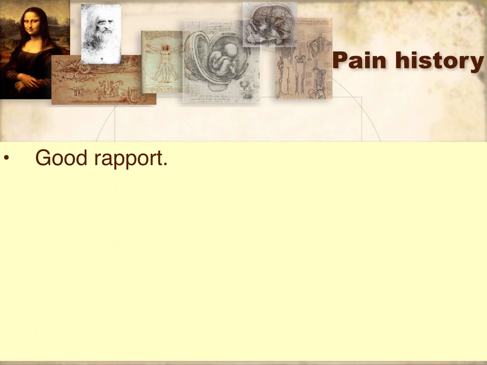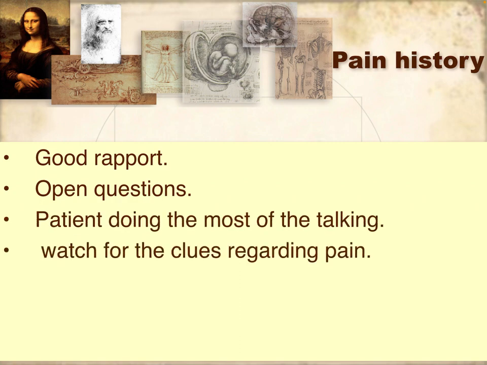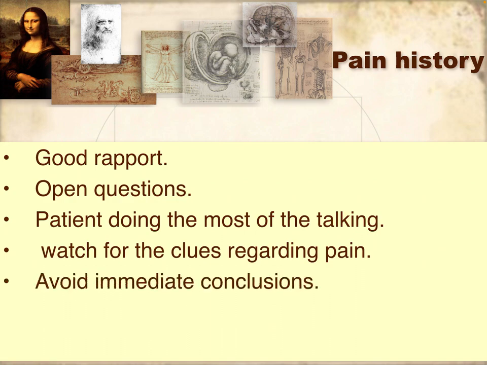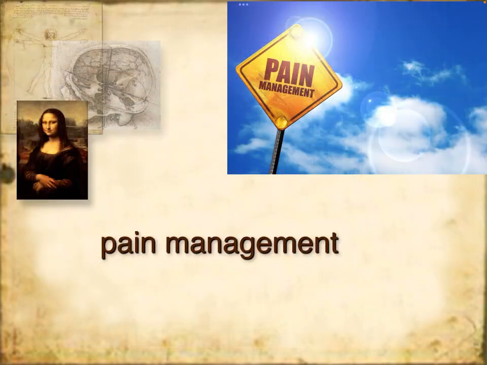So taking a pain history is most important so that we get a good grasp of it. We should ask open questions, with the patient doing most of the talking. Watch for clues regarding the pain. Avoid immediate conclusions. The assessment of pain includes questions on the onset, how long it has been present, frequency, and progress, and other following points should be considered in relation to the management.